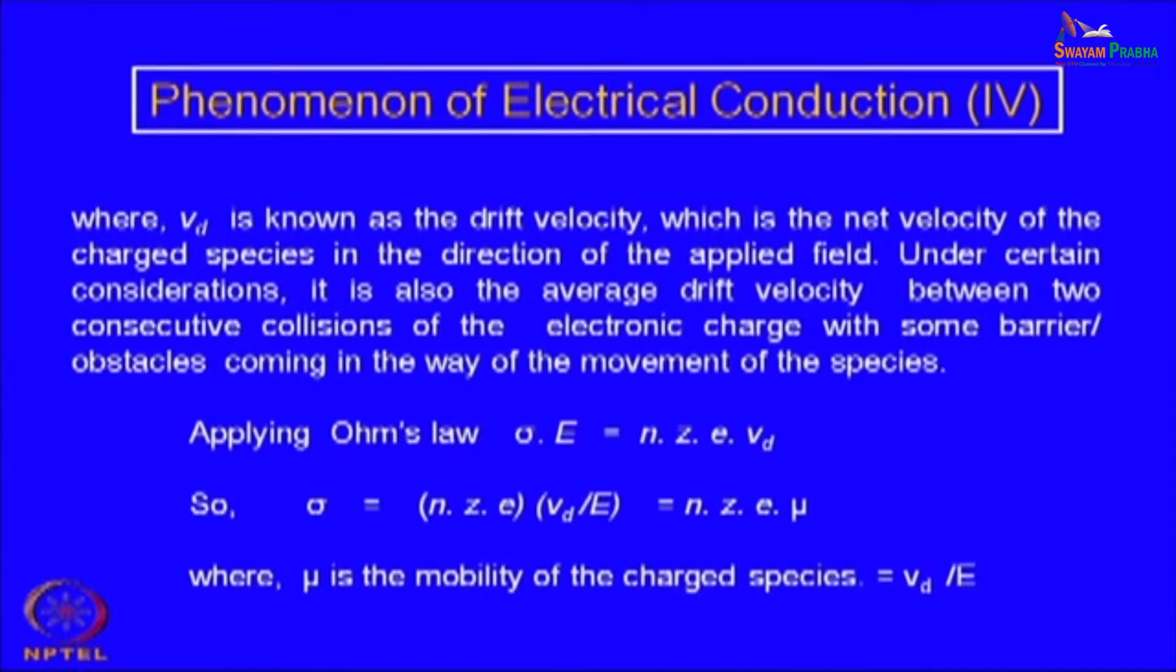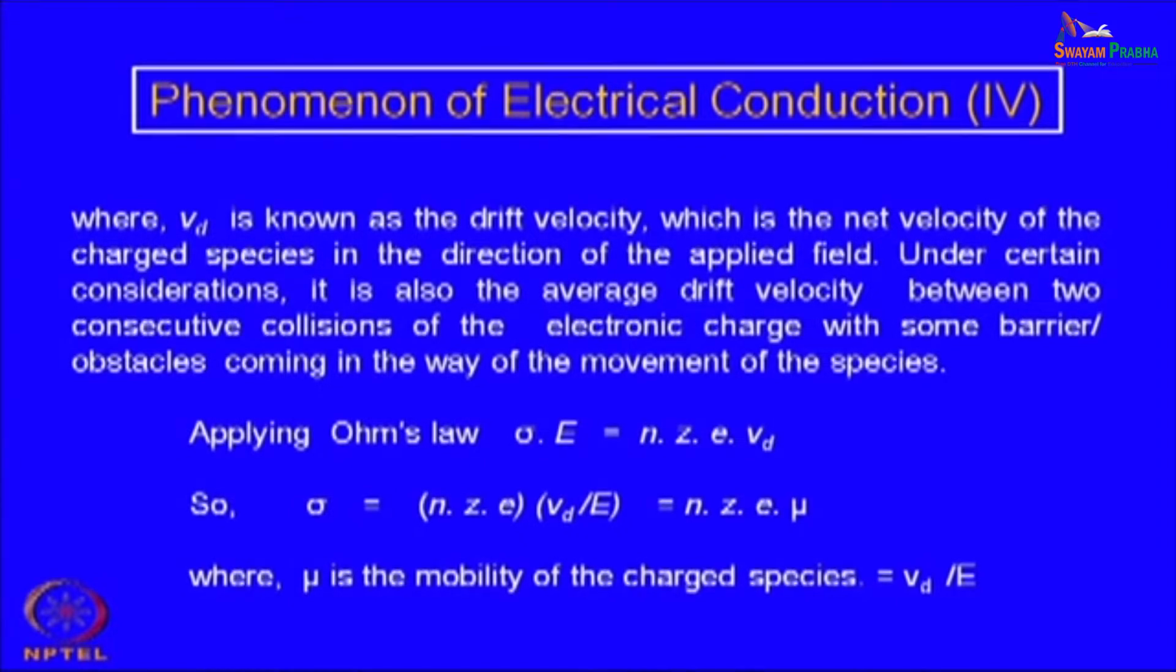Applying Ohm's law, once again, sigma into E, that is nothing but J. So, N Z E V D. So, sigma equal to N Z E multiplied by V D over E. So, V D over E we separate out, N Z E remains, and another component of this expression, and so you write N Z E mu. Mu is defined as V D by E.